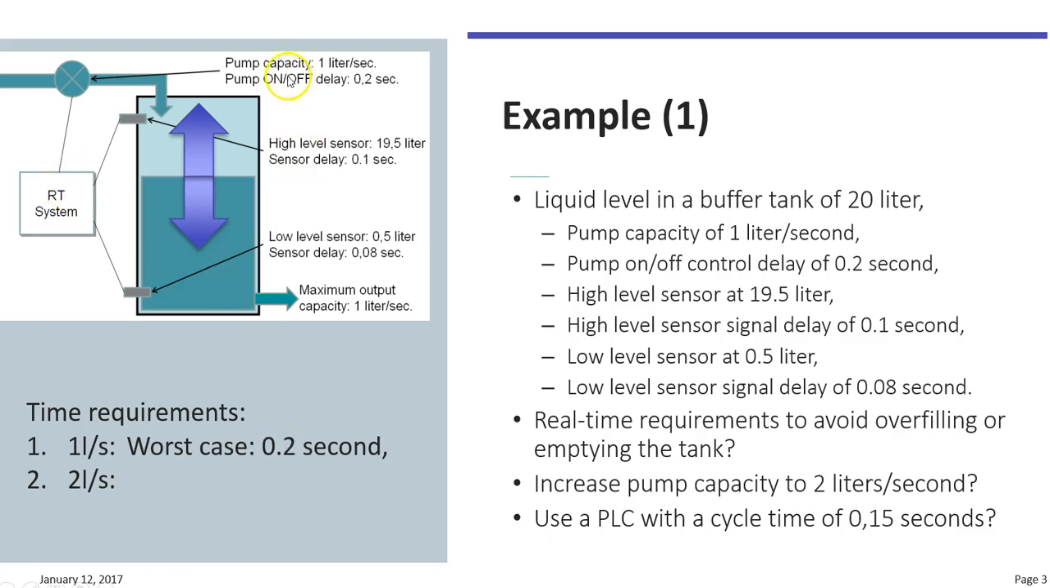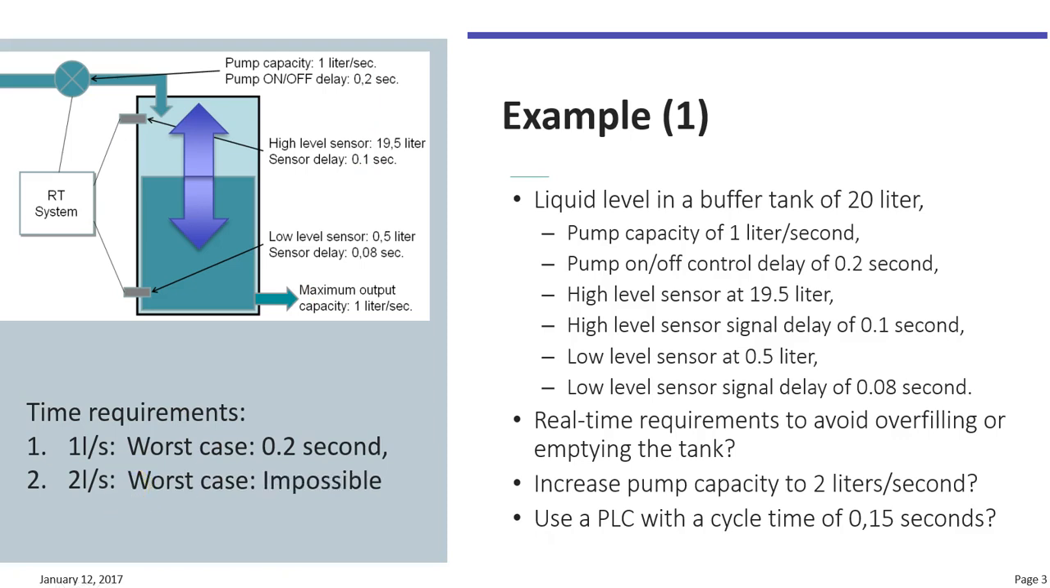What happens if the pump is broken and you need to buy a new one, and the only one that you can buy is a pump with a capacity of 2 liters per second? Can you use that one? 2 liters per second means that you have 250 milliseconds from when you detect either a full or empty tank. And you see that you have 100 milliseconds and 200 milliseconds, so you need at least 300 milliseconds. So 2 liters per second is not possible.